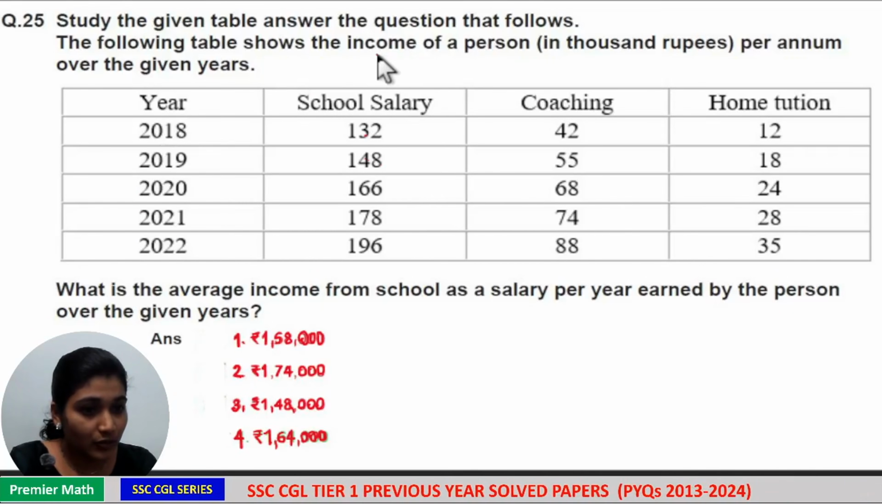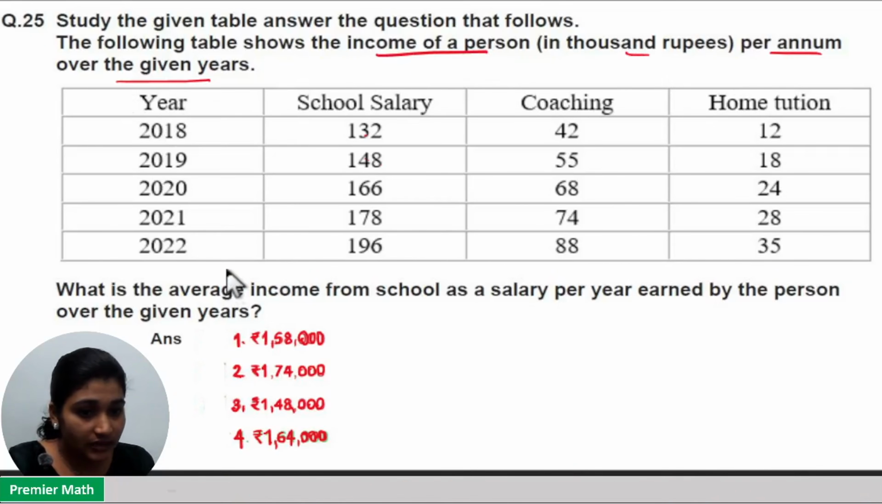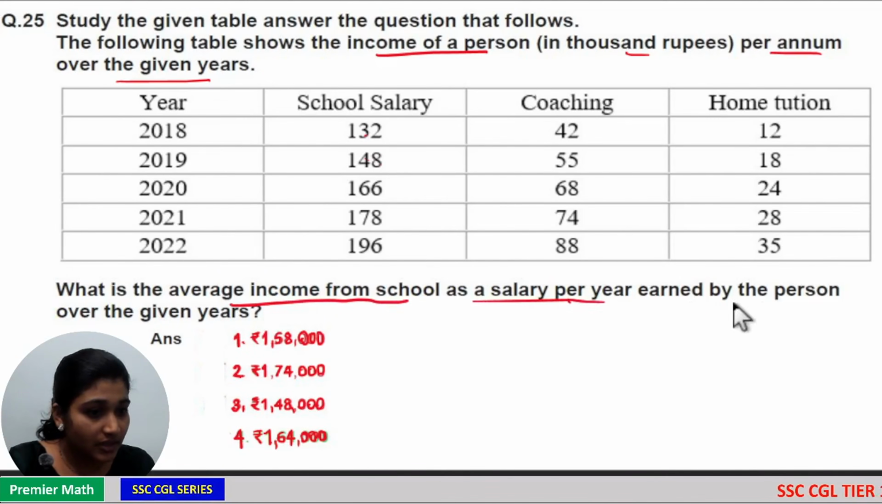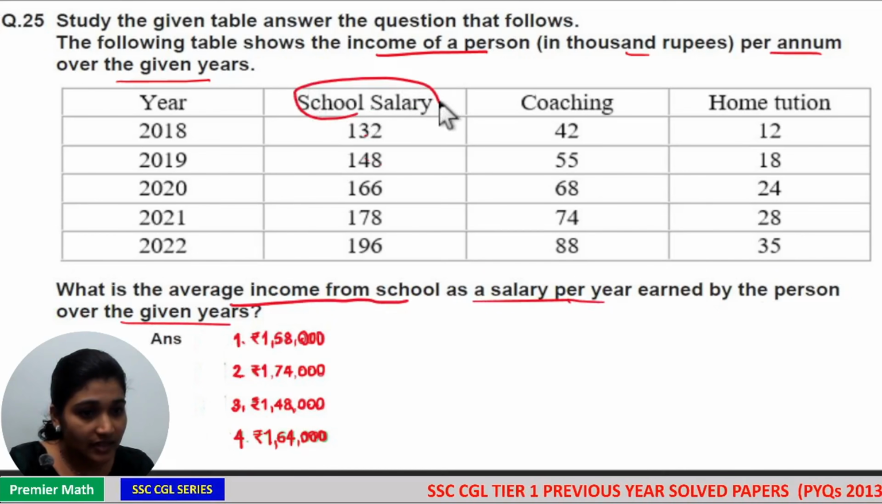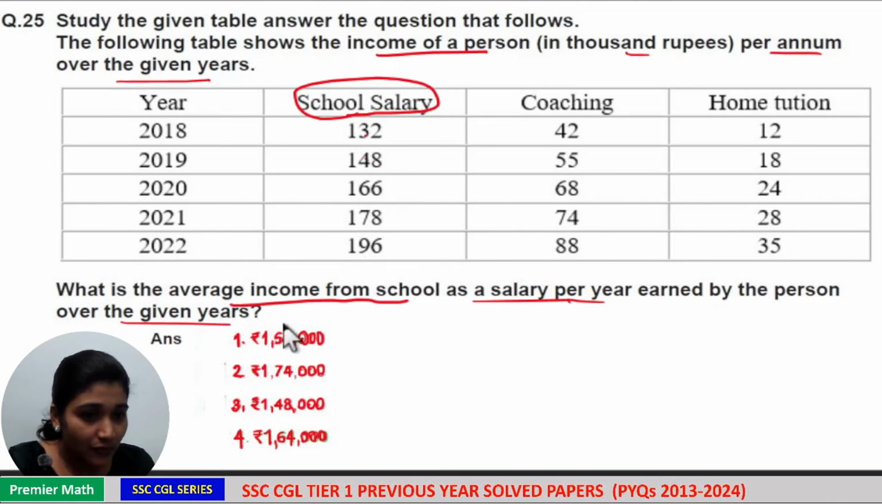The following table shows income of a person in 1,000 rupees per annum over the given years. What is the average income from school salary per year earned by the person over the given years? Here, this is the school salary. Now, take the average of these five.